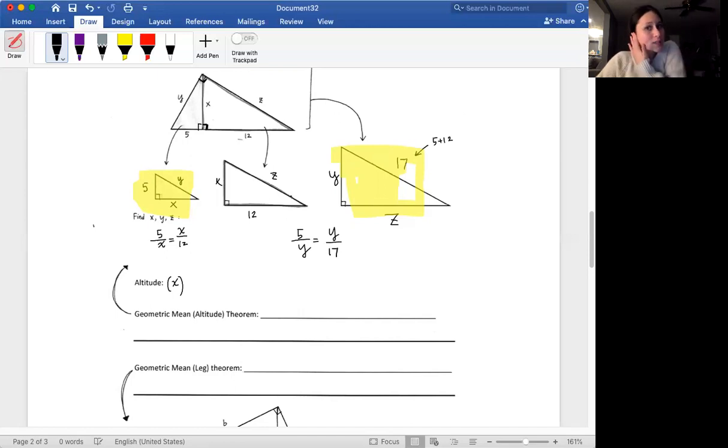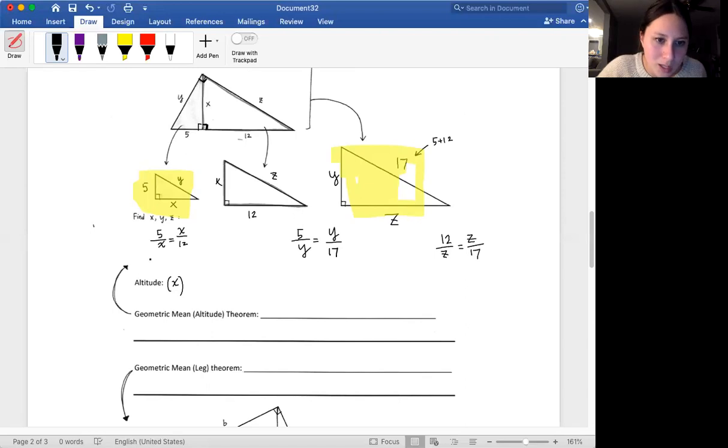And then finally, to do z, maybe I would do these two, right? I'm going to use these two sides here because I have a number and then an unknown. So I'm going to do 12 to z is as z to 17. All right, notice something here. Got x, y, and z diagonally across.